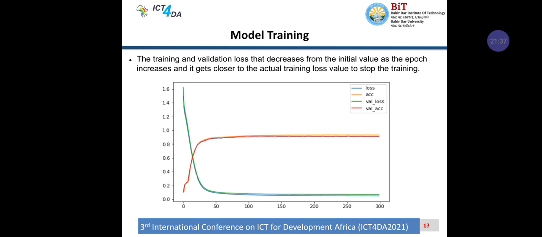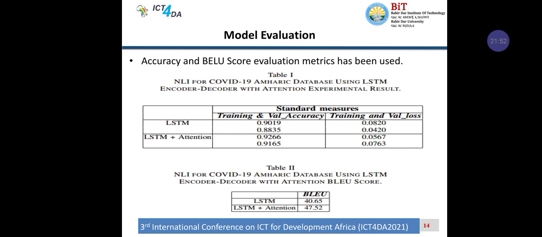So here you go, as you can see from the graph, the training and validation loss decreases from the initial value as the iterations increase and gets closer to the actual training loss value, to stop the training. All right, so we also have this evaluation. We used the BLEU score and accuracy as evaluation metrics. We evaluated the independent LSTM network and the LSTM with the help of attention. So far we got good accuracy when we augment custom attention on top of the LSTM encoder-decoder architecture, as you can see here from the table.